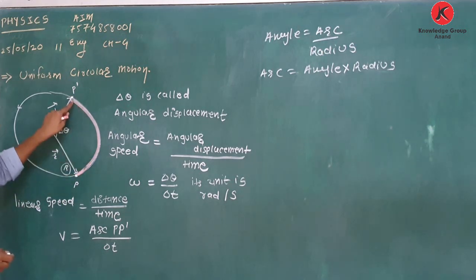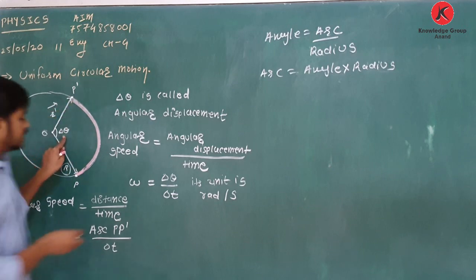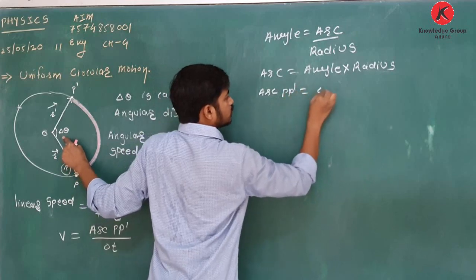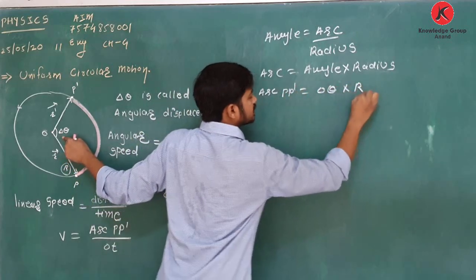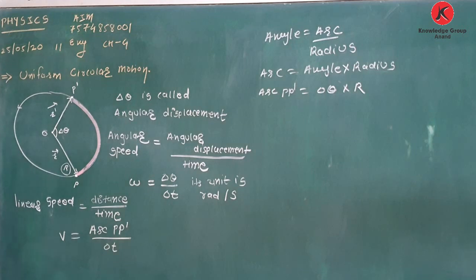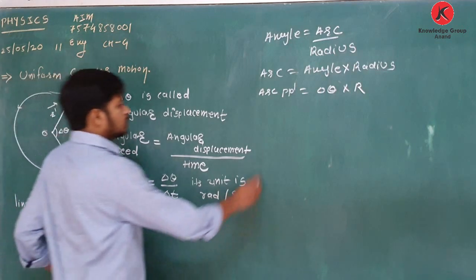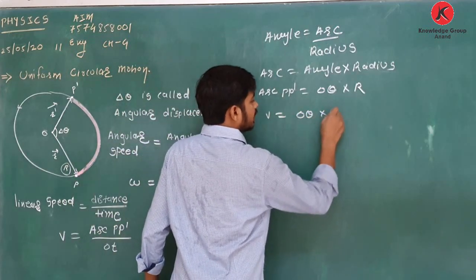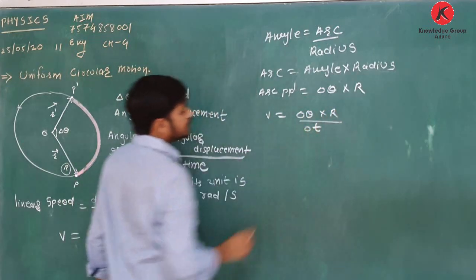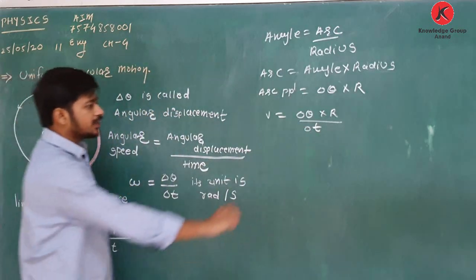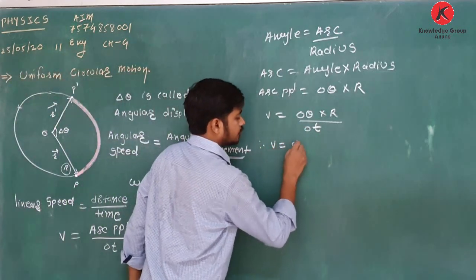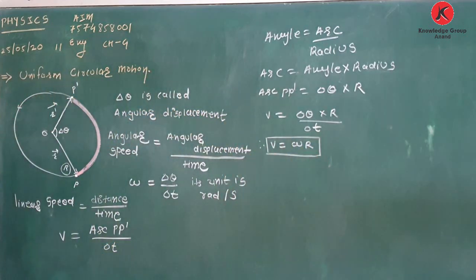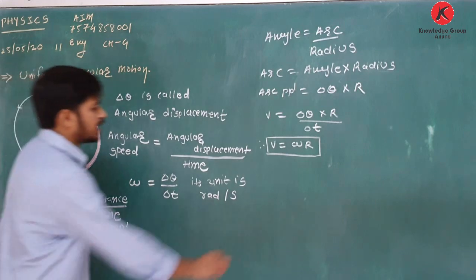This arc PP dash makes angle delta theta. So arc PP dash is equal to delta theta into r, where the radius is r. Now put it in this equation: V is equal to arc PP dash upon delta t, which is delta theta into r upon delta t. Now we know that delta theta upon delta t is omega. So V is equal to omega r. So yes, it is one relation between linear speed and angular speed.